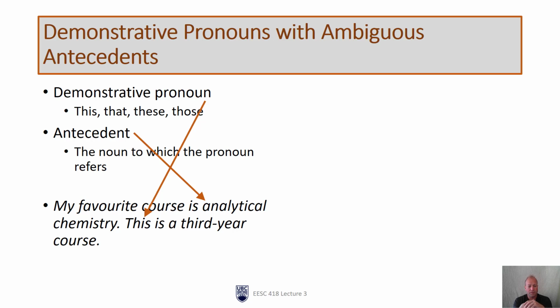So in this example, the demonstrative pronoun is this. It's one of these 4 words you see here. The antecedent is analytical chemistry. That is the word to which this refers. In other words, we could also say my favorite course is analytical chemistry. Analytical chemistry is a third-year course. It is correct and it is unambiguous, but it's a little bit longer and it sounds a little bit repetitive. So we shorten it to this.